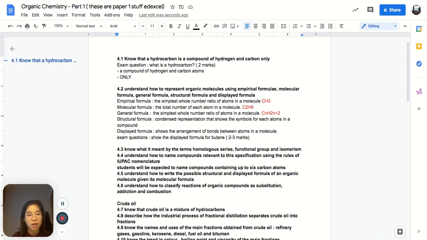So structural formula is a condensed representation to show the symbols for each atom in a compound. Basically, that relates to display formula, but I will just give you an example first. So this will be an example: CH3 and CH3 will be an example of structural formula. So I would actually give you guys an example for that.